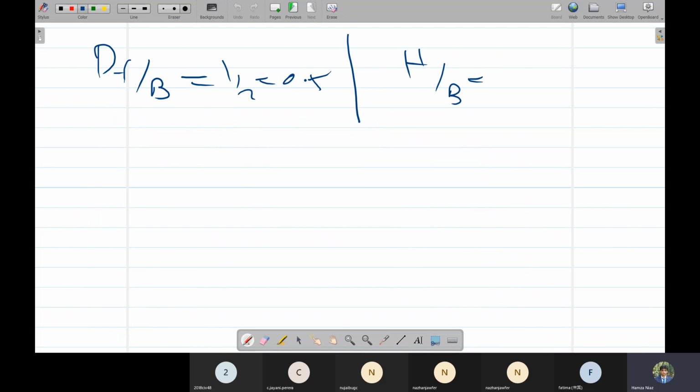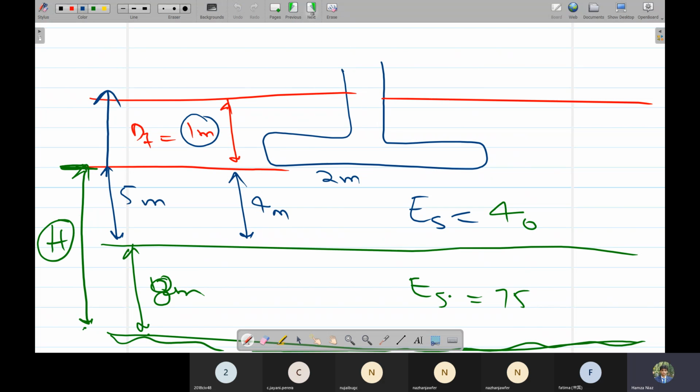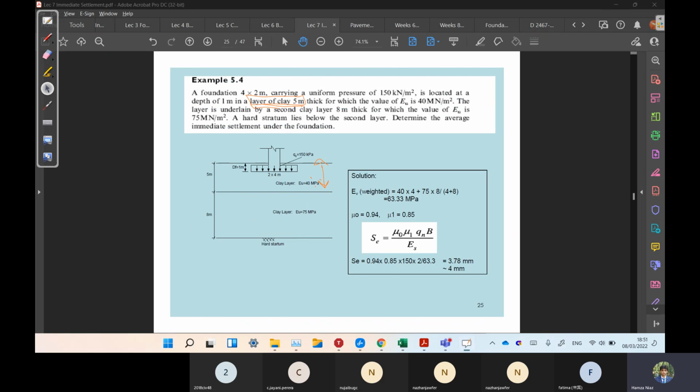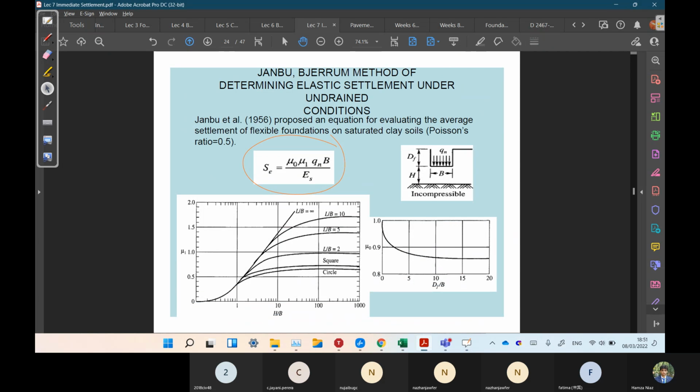So the H value would be 4 plus 8, that is 12. For B, we have 2. So H over B is 6. After these two values, we have to move to these charts. These will be provided in the paper.